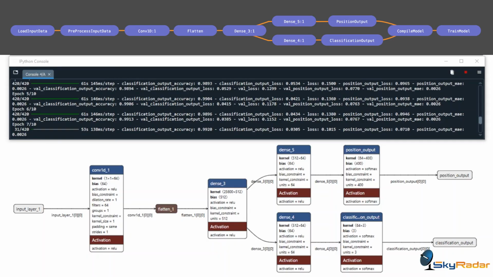At the end of the training process, the console also displays a confusion matrix. This matrix provides a visual summary of the model's performance in distinguishing between the different target classes. It shows how well the model can differentiate between targets with high RCS, low RCS, and the absence of a target, giving us valuable insights into its classification capabilities.